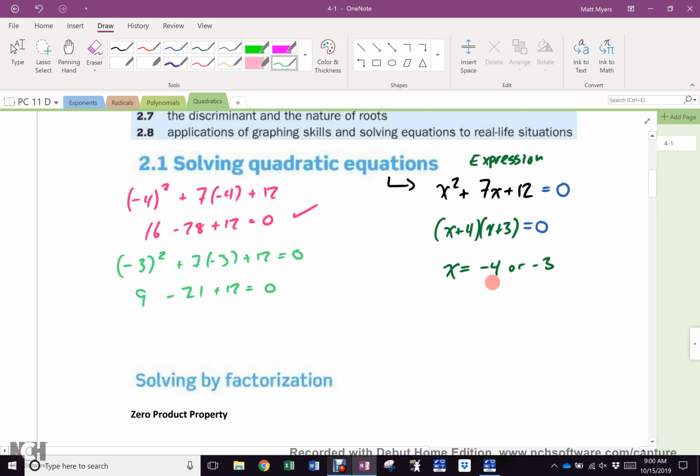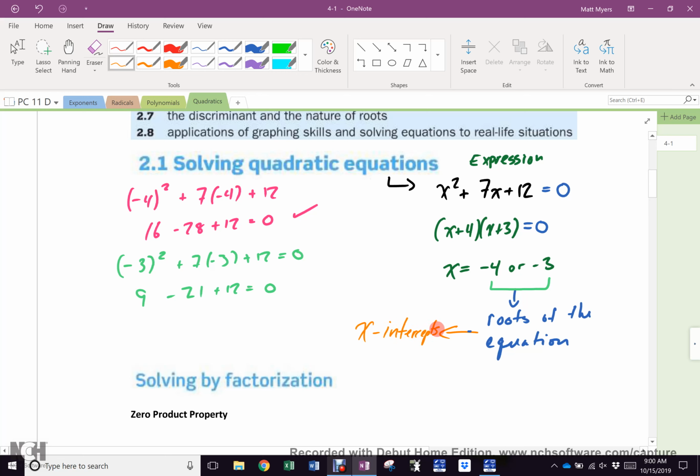These answers are what we call the roots of the equation. And these answers, and I'm going to add a third color here, I'm feeling orange today, they are the x-intercepts.